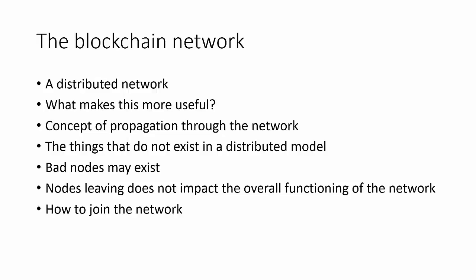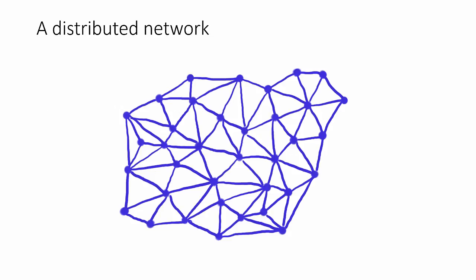Some things we take for granted in real life and other networks do not exist in the distributed network. Not all the nodes in the network are friendly. Bad or malicious nodes can also exist. Nodes leaving the network have some impact, but do not impact the functions of the network. Performance of the network will be impacted in some minor way. We briefly examine how a node might join the network.